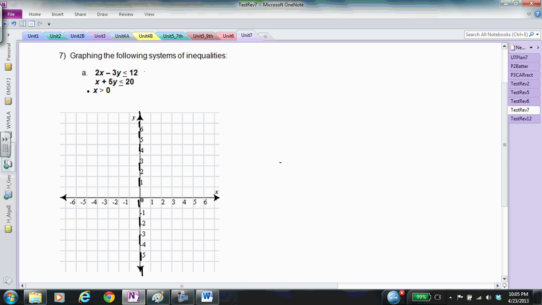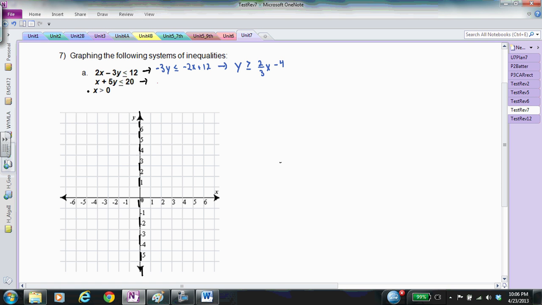And now we need to solve each of these equations for y. So when I solve this, first I'll subtract 2x from both sides. I get negative 3y is less than or equal to negative 2x plus 12. And then I'll divide by negative 3 on both sides. But remember, when I divide by a negative on both sides, I have to flip the inequality symbol. So it becomes y is greater than or equal to 2/3 x minus 4. So less than or equal to became greater than or equal to because I divided both sides by negative 3.